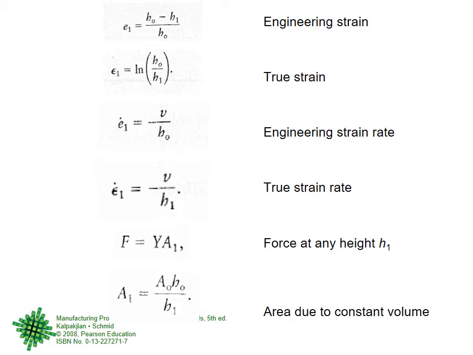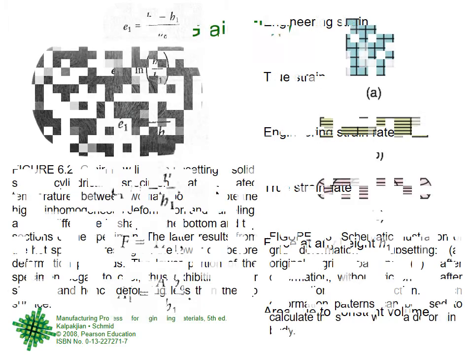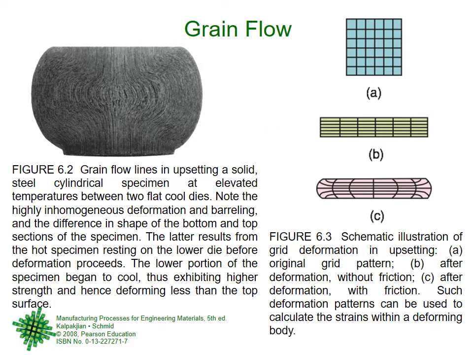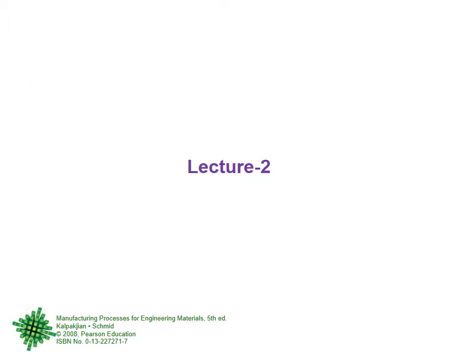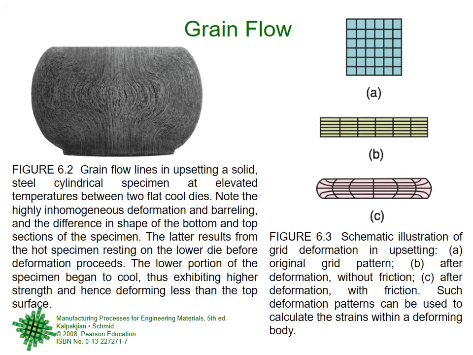And then this is not directly related to this chapter. These are equations from material science, but which we will use in all the different operations. So engineering strain, true strain, engineering strain rate, true strain rate, force at any given time and height, and area due to constant volume, right? These are the equations which you know from earlier, but which we will be using quite often in this chapter. This was the last slide, grain flow in forging. And therefore today we will start with where we stopped last time, grain flow.